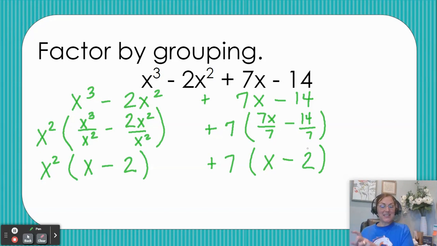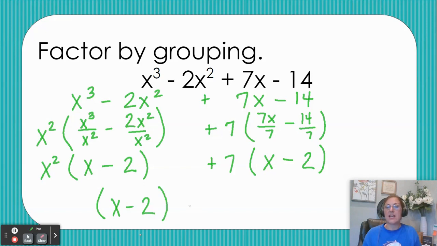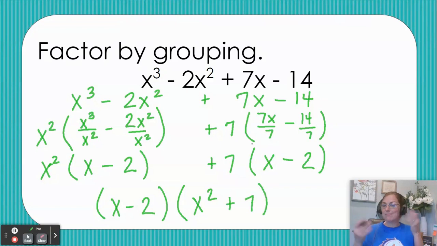Notice that my 2 parentheses are exactly the same. That's important. It's got to happen if we're going to be factoring by grouping. So what we'll do is we'll write the parentheses that they have in common, the same. Then we'll form a new parentheses with those terms that we put on the outside. So don't forget the x squared that was outside of the first parentheses and the plus 7 that was outside of the second parentheses. Voila, you factored by grouping now.